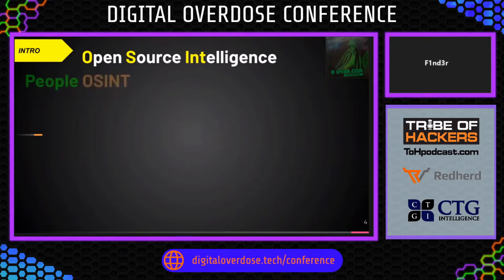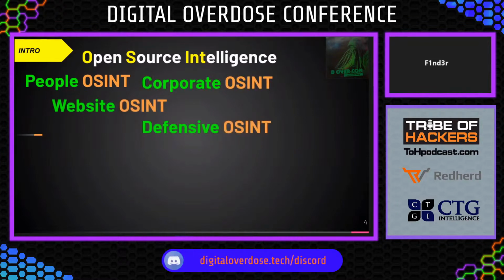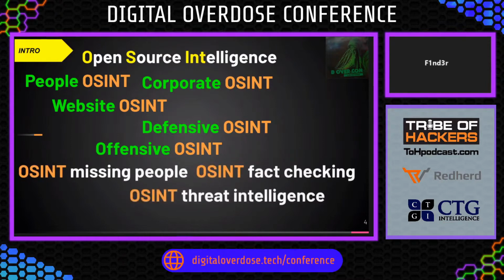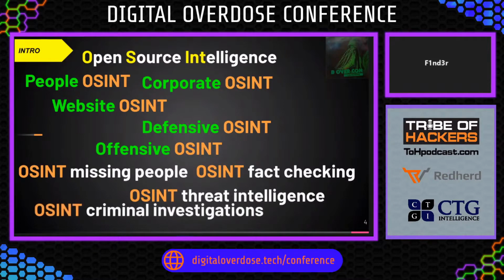But when we talk about OSINT, we definitely have a lot of things to think about. We can be speaking about people OSINT, we can talk about corporate OSINT, websites, defensive OSINT, and offensive OSINT. So there are a few of the angles of the investigation and the framework that you can take, but you also can change your angle based on what you're trying to do. Are we trying to find missing people? Are we trying to do some fact checking? Are we trying to define any threats against our organization or systems? Are we supporting criminal investigations and so forth?